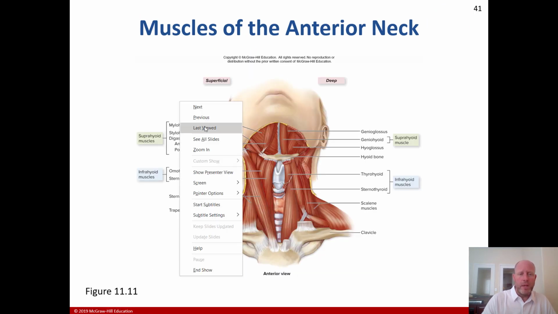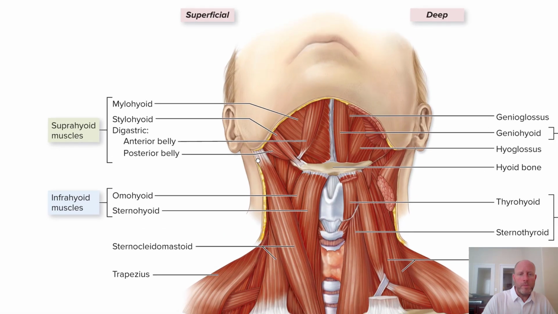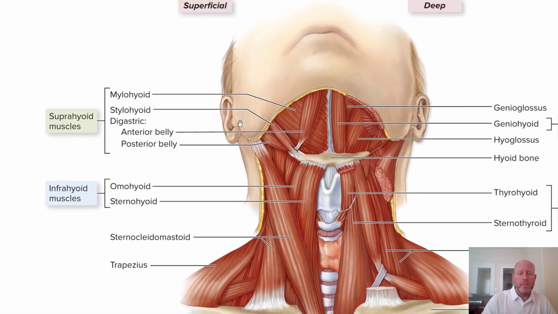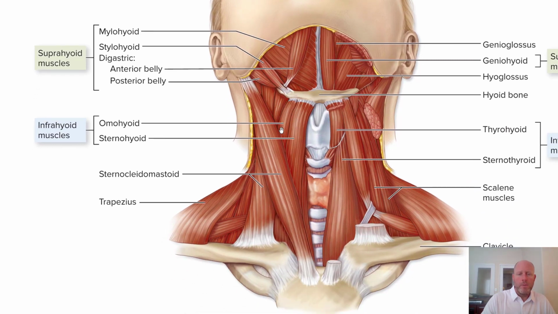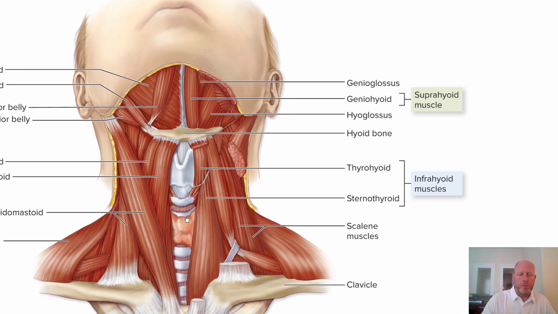So the muscles of our anterior neck here. Here we have our mylohyoid, our stylohyoid. It's all part of the suprahyoid muscles. And for the digastric, we have our anterior belly and our posterior belly. For the infrahyoid muscles, we have our omohyoid and our sternohyoid. And we have our sternocleidomastoid here, and our trapezius, for basically elevating the shoulders and that whole shoulder girdle, pectoral girdle.